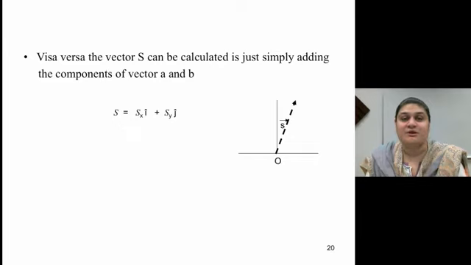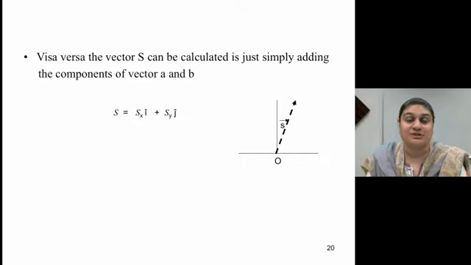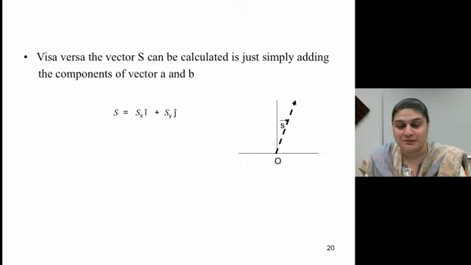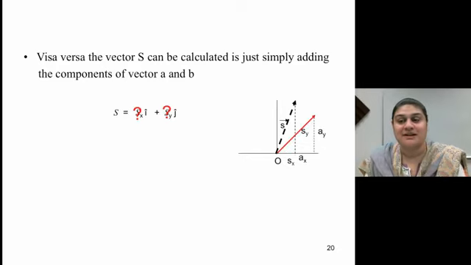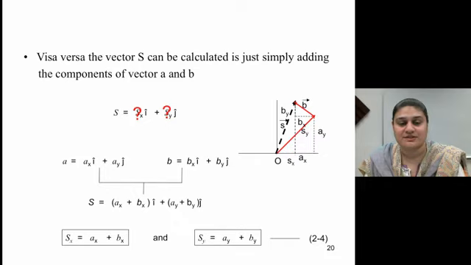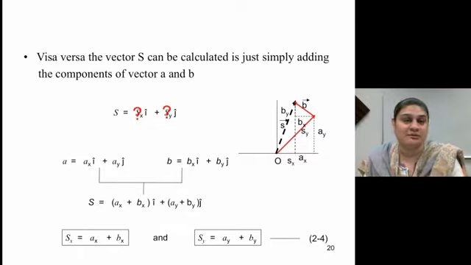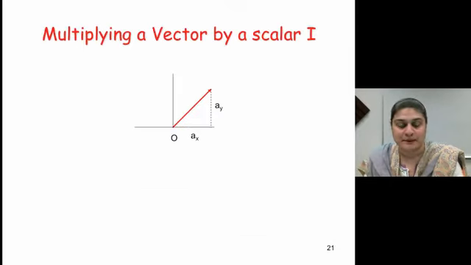Vice versa, your resultant vector S can be calculated by simply adding the components of vectors A and B. This is how we do it mathematically. So Sx and Sy are just AX and BX, and AY and BY, added together, like this. So the net result is that S is a sum of the two vectors, with components AX and BX and AY and BY.